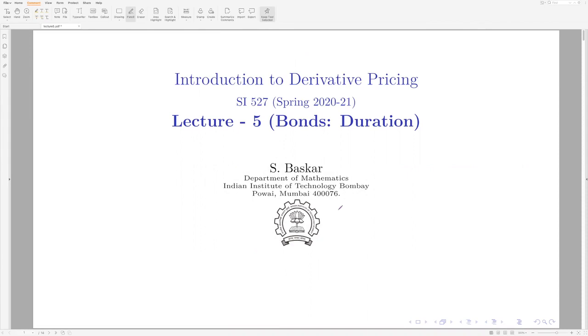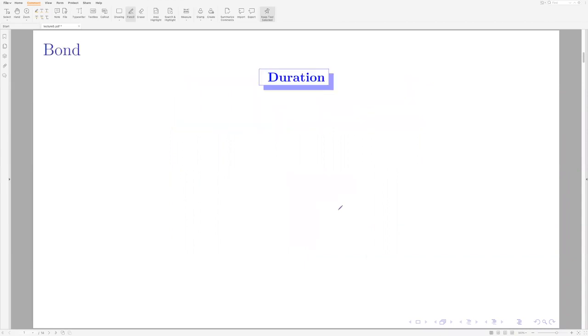Well, students, in the last class, we introduced the notion of bonds and also gave some ideas about how to deal with bonds, what is the risk involved in bonds, and so on. Today, we will talk about an important concept in bond called duration. We have already motivated this idea through the price sensitivity of the bond when compared to the yields.